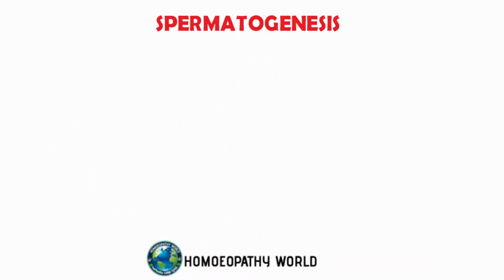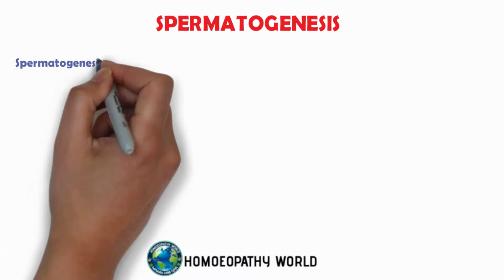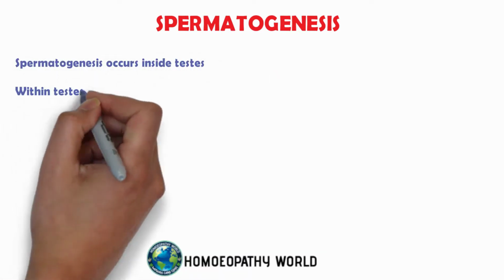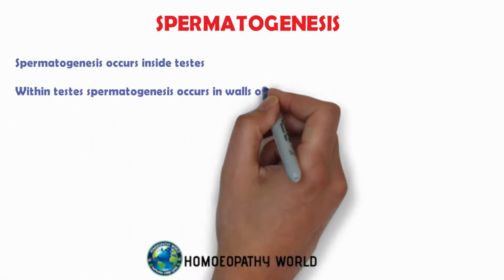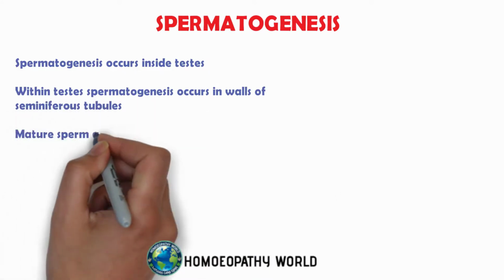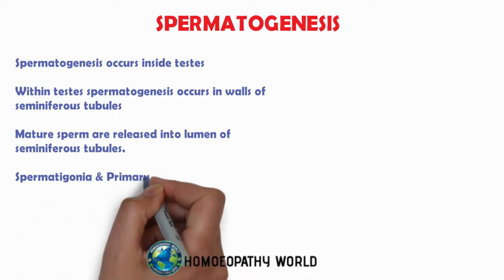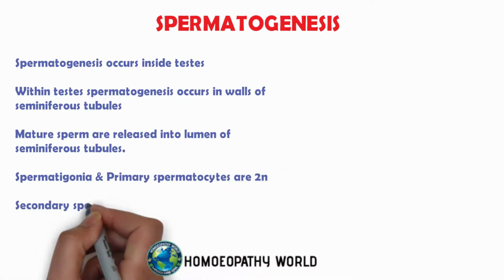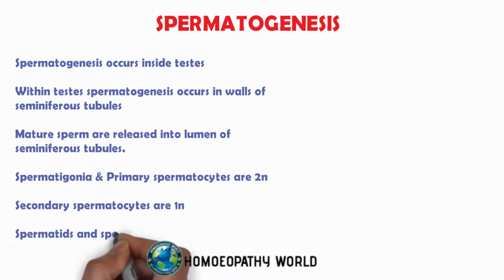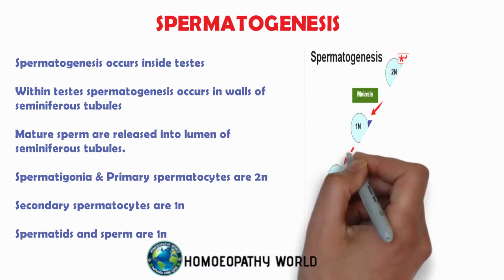The spermatogenesis occurs inside the testis. Within the testis, spermatogenesis occurs in the wall of seminiferous tubules. Mature sperm are released in the lumen of seminiferous tubules. Spermatogonia and primary spermatocytes are 2N, that is diploid, while secondary spermatocytes, spermatids and sperms are 1N, that is haploid.